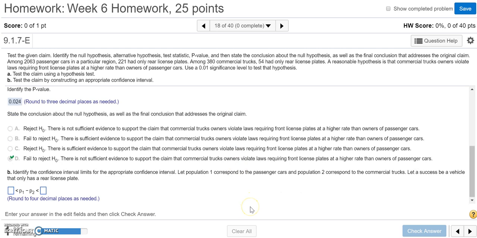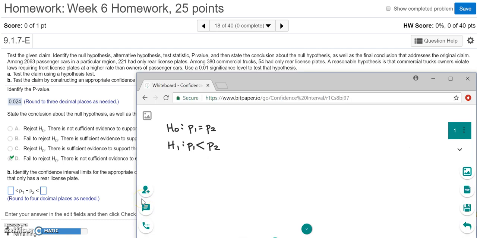Now finally, we're going to identify a confidence interval that corresponds to the same hypothesis that we set up. To do this, let's take a look at the graph. This was my null and alternative hypothesis right here. The null hypothesis, H0, was p1 equal to p2, and the alternative hypothesis, H1, was that p1 is less than p2. Remember that bell-shaped curve we've been using all along.